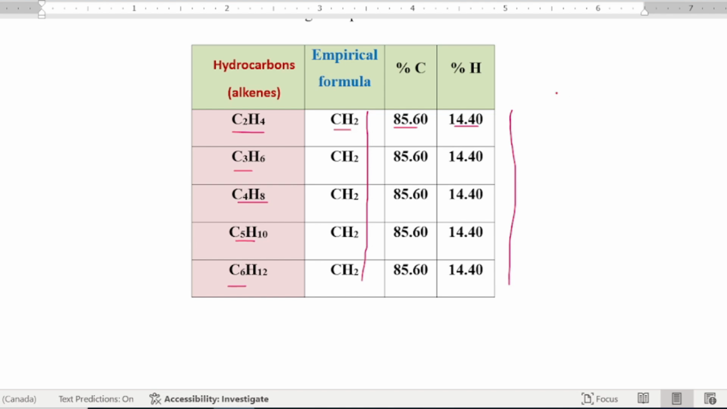What did we say? How do you find it? Change these to grams. You'll take 85.6 grams, and you take 14.4 grams, and you divide each by its specific molar mass, 12.01 and 1.01, and you end up in the end with this empirical formula. Let's see it on there. That's just to check your memory.